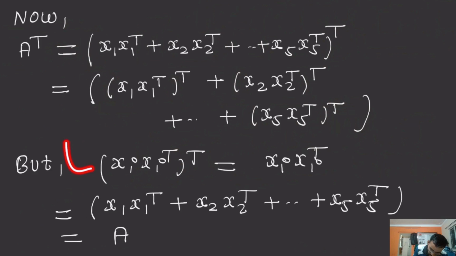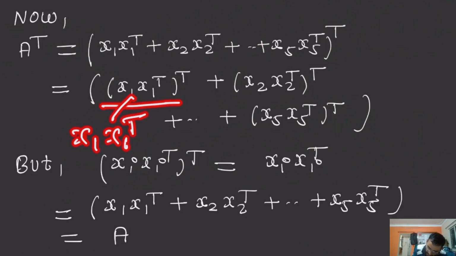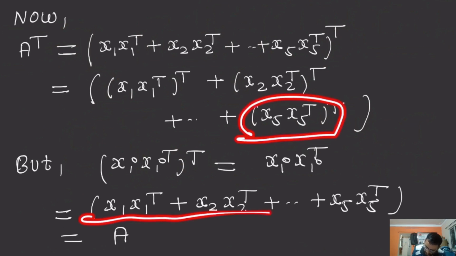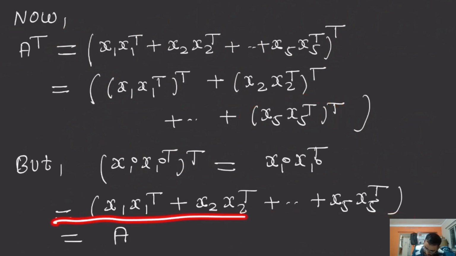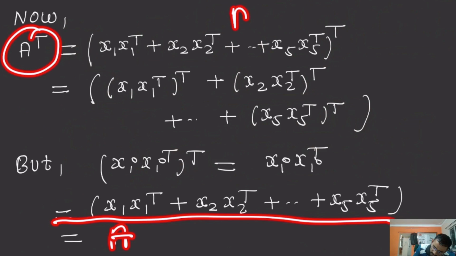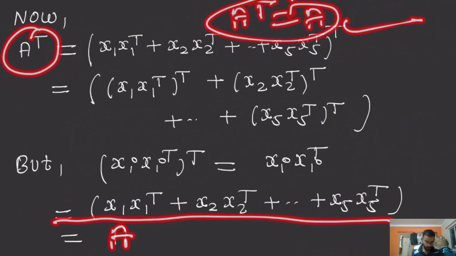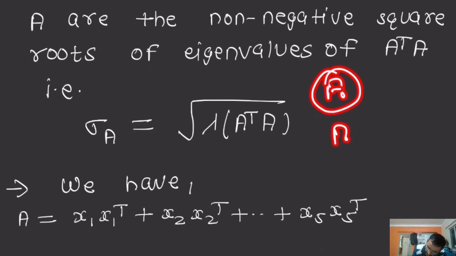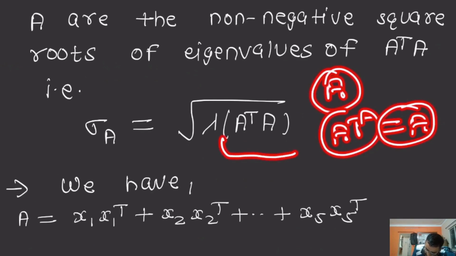But xi transpose transpose is nothing but xi only, so this is equal to xi xi transpose. If we apply this, what we get is x1 x1 transpose, x2 x2 transpose, up to x5 x5 transpose. This is nothing but just A, which was given. So A transpose is equal to A. Now we have A, which is given, and A transpose, which we just found to be equal to A. Now we need to find A transpose A.